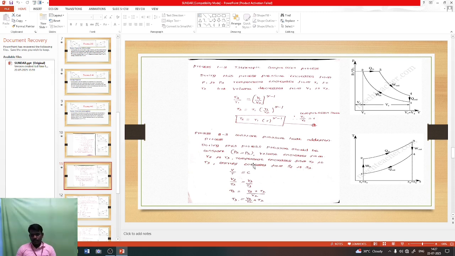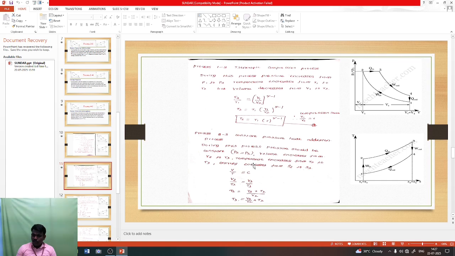Now, process 2 to 3, the constant pressure heat addition process. During this process, the pressure should be constant. Already we know that in this process the pressure is constant, P2 is equal to P3. The volume increases. You can see our PV diagram, process 2 to 3: the volume increases from V2 to V3.